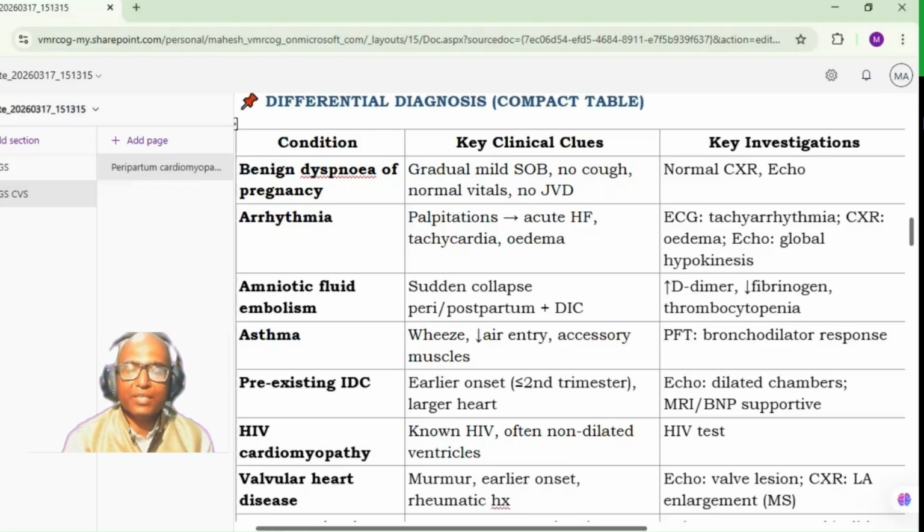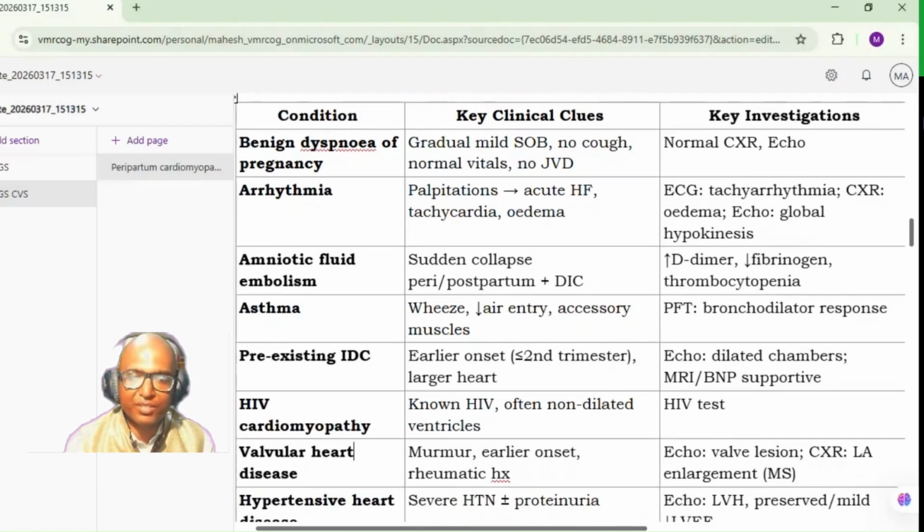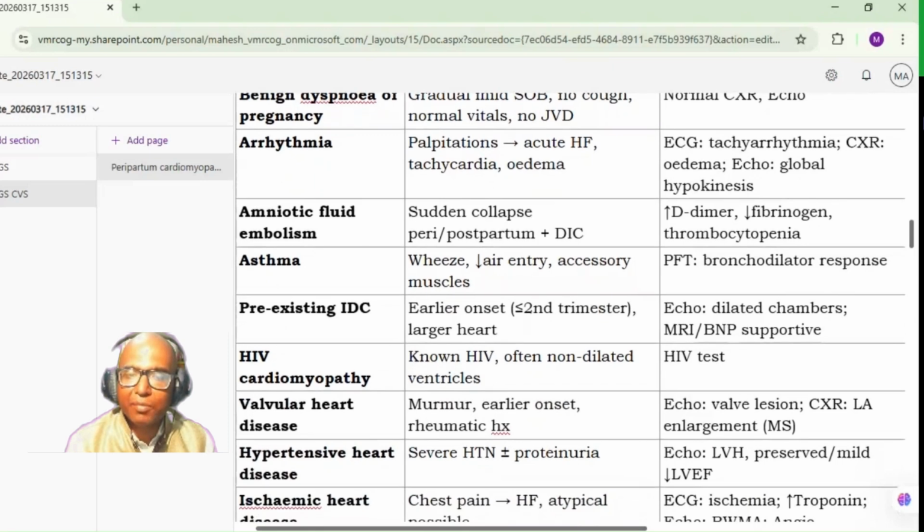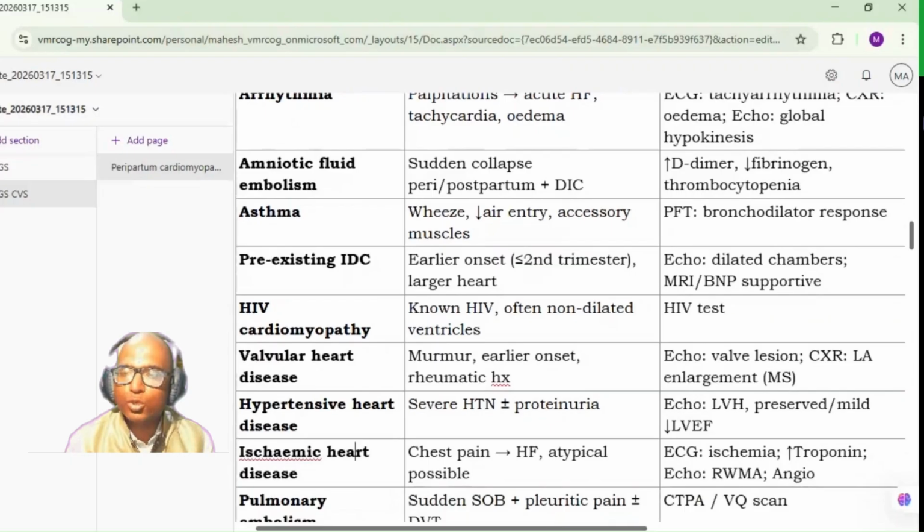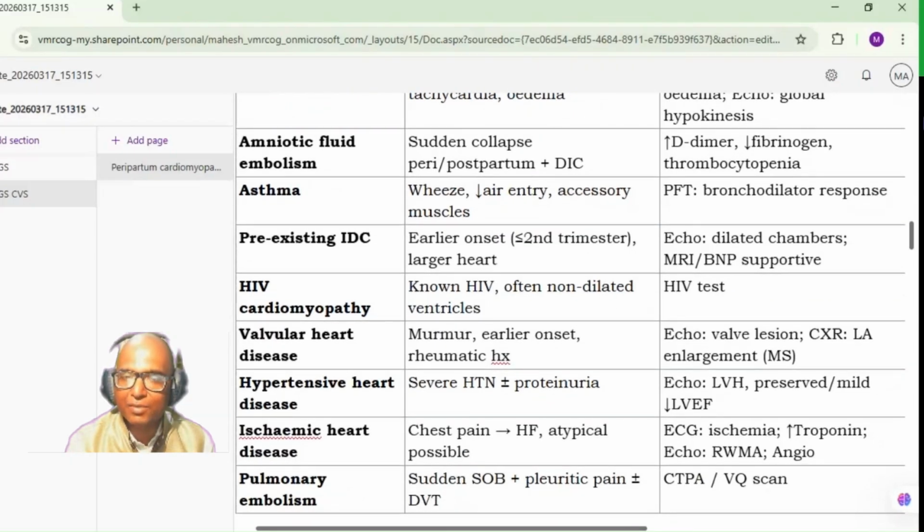Pre-existing IDC, idiopathic dilated cardiomyopathy. Earlier onset may be seen before the second trimester also, and there will be a larger heart. Echo, dilated chambers, MRI and BNP levels will be supportive. HIV cardiomyopathy, generally the patient will be a known case of HIV, often non-dilated ventricles, and HIV test will be positive. Valvular heart disease, there will be murmur, earlier onset, rheumatic history will be there, and echo will show valve lesion. Chest X-ray, left atrial enlargement will be there, especially if there is mitral stenosis.